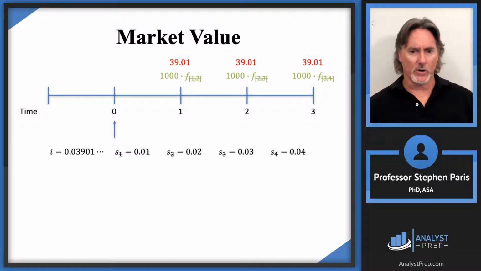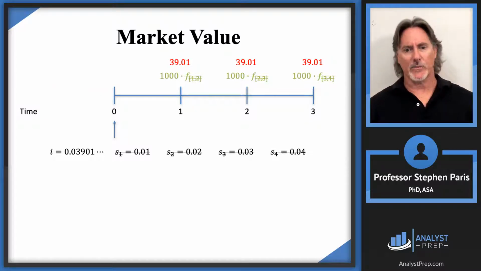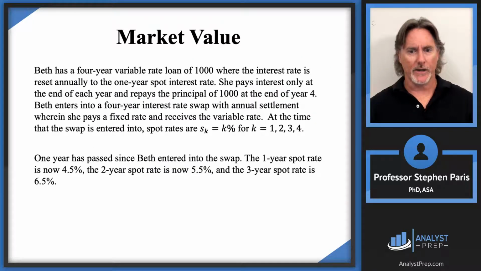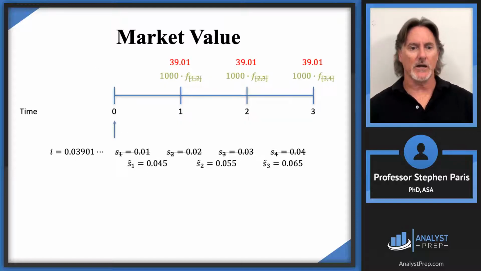Okay, so now all I'm going to do on the next slide is kind of clean up the timeline by deleting that little place off the edge right there. I just deleted that. Okay, so now let's go back to the problem. Here's the original problem, and I want to pluck out what the new spot rates are. 4.5%, 5.5%, 6.5%. So let's go back to the timeline, plug those in.